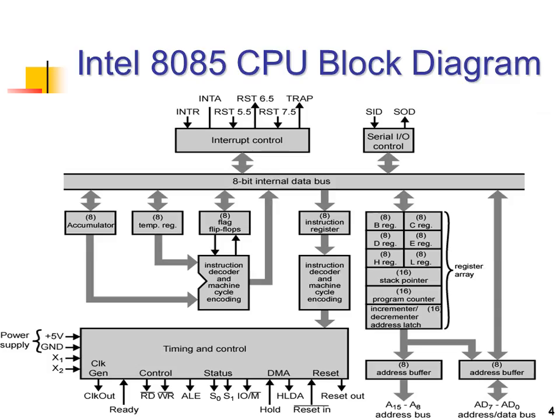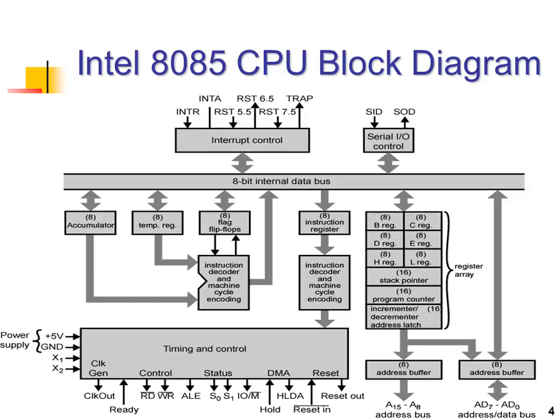This is the architectural and CPU block diagram of the 8085 microprocessor. In general, a microprocessor can also be called a CPU on a chip. That means the central processing unit is nothing but a microprocessor in a 40-pin IC. This is the architecture of the 8085 microprocessor. This is the 8-bit internal data bus, and these are the interrupt control and serial I/O control. These are the general purpose registers. These are the special purpose registers, and this is the timing and control unit.